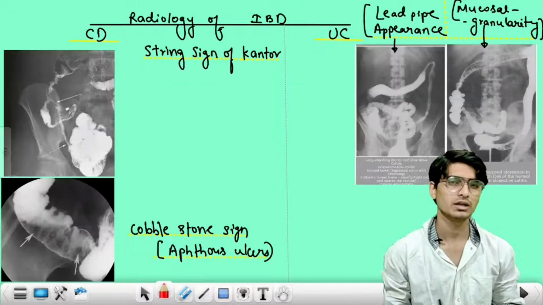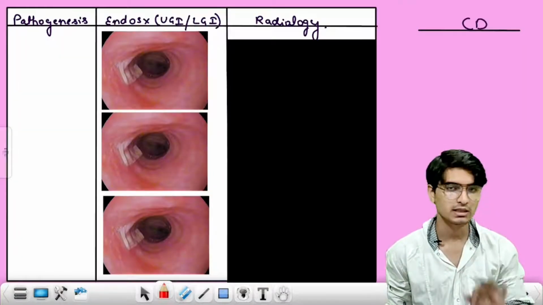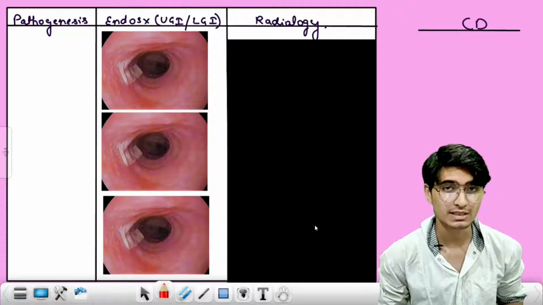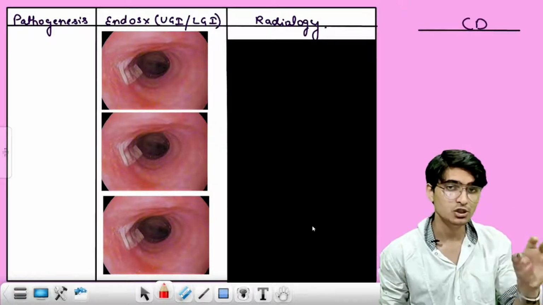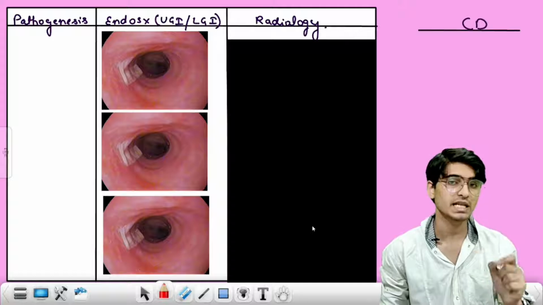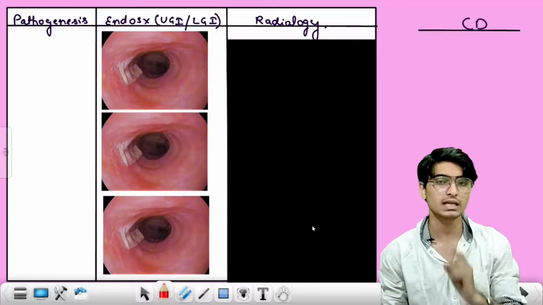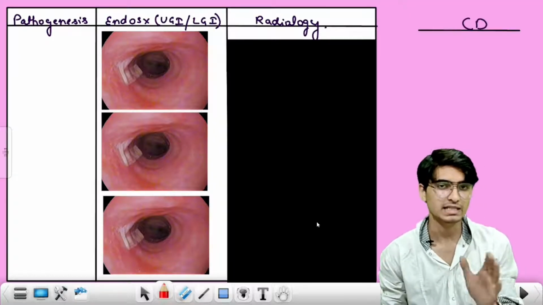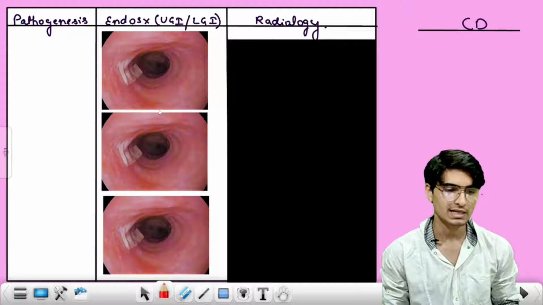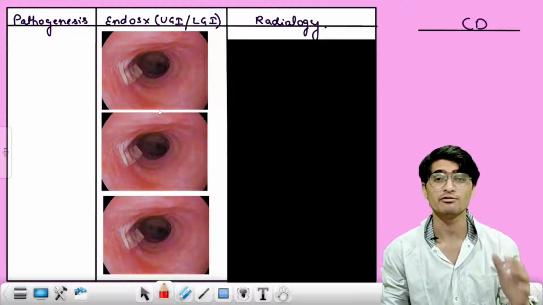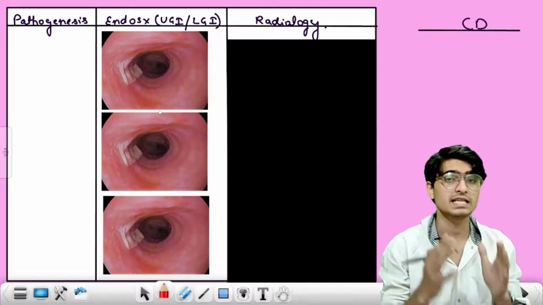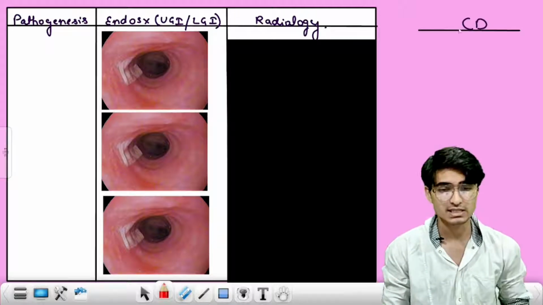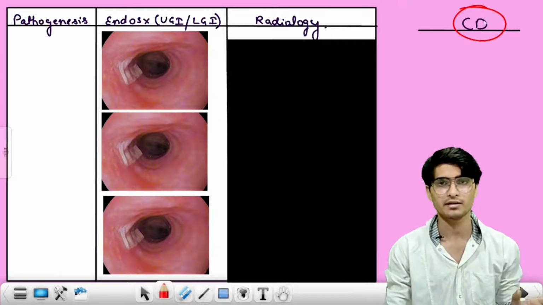And now we will go for the comparative study among three things. Number one is the pathogenesis taken from pathology, and the endoscopic findings, I mean the upper GI and lower GI endoscopic findings taken from medicine, and third is the radiological findings taken from radiology. So guys, this is the essence of integrated medical science, that we can discuss multiple things at a single point of time. And now we will discuss the same thing for CD here, right?